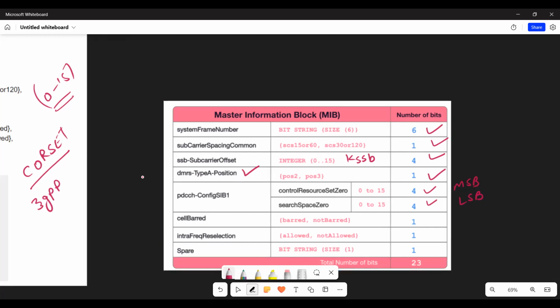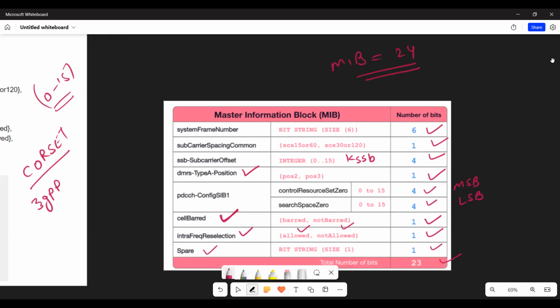So the next thing here is your cell barred. Basically it will be telling you whether your cell is barred or not barred. It means whether the UE is allowed to camp on the cell or not. This is also 1 bit. Next is your intra-frequency reselection. It means whether your UE is allowed to have intra-frequency reselection for this cell, so it could be allowed or not allowed. Again, this would be indicated by 1 bit. Now this pair is 1 bit, size is 1. So the total is 23. But if I tell you the MIB size is 24 in total, okay.